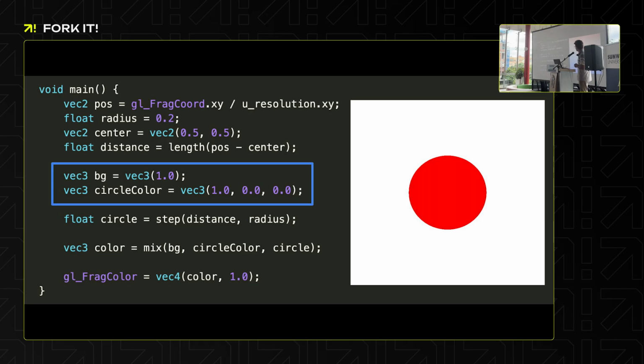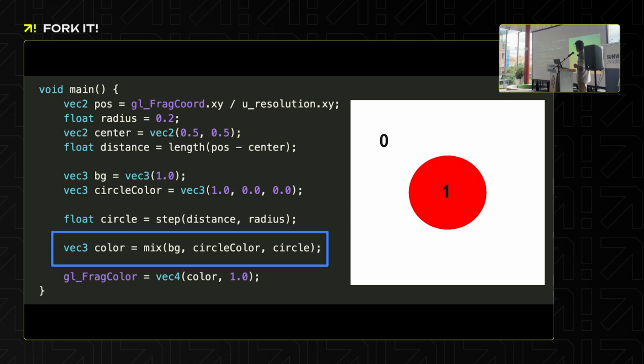Here we added 2 variables: a background color, which is white, and a circle color, which is red. As you can see, the red channel is 1 and the other channels, the blue and the green, are 0. And now we have the circle variable, which is the step. This one is going to be 1 when we are inside the circle and 0 when we are outside. And now we added this mix color.